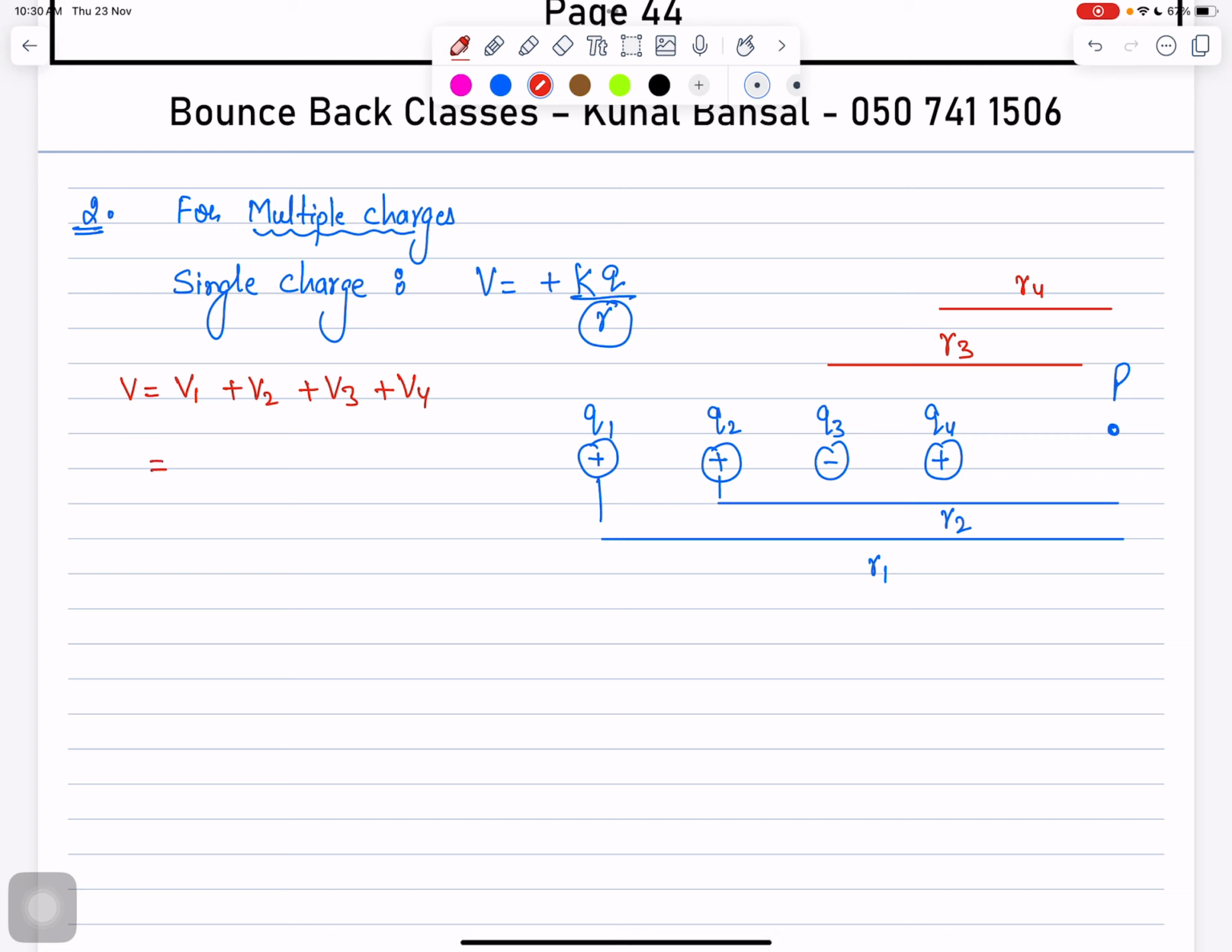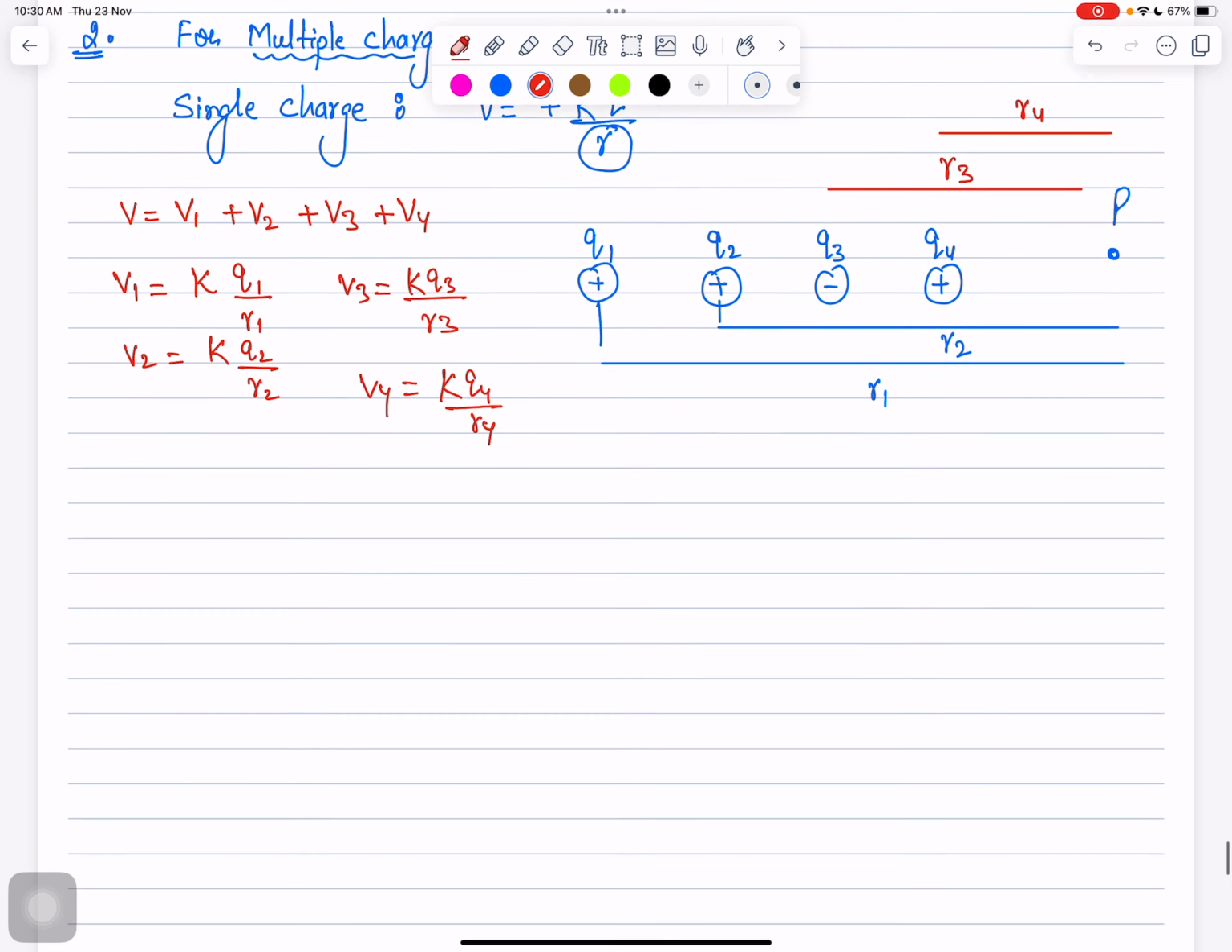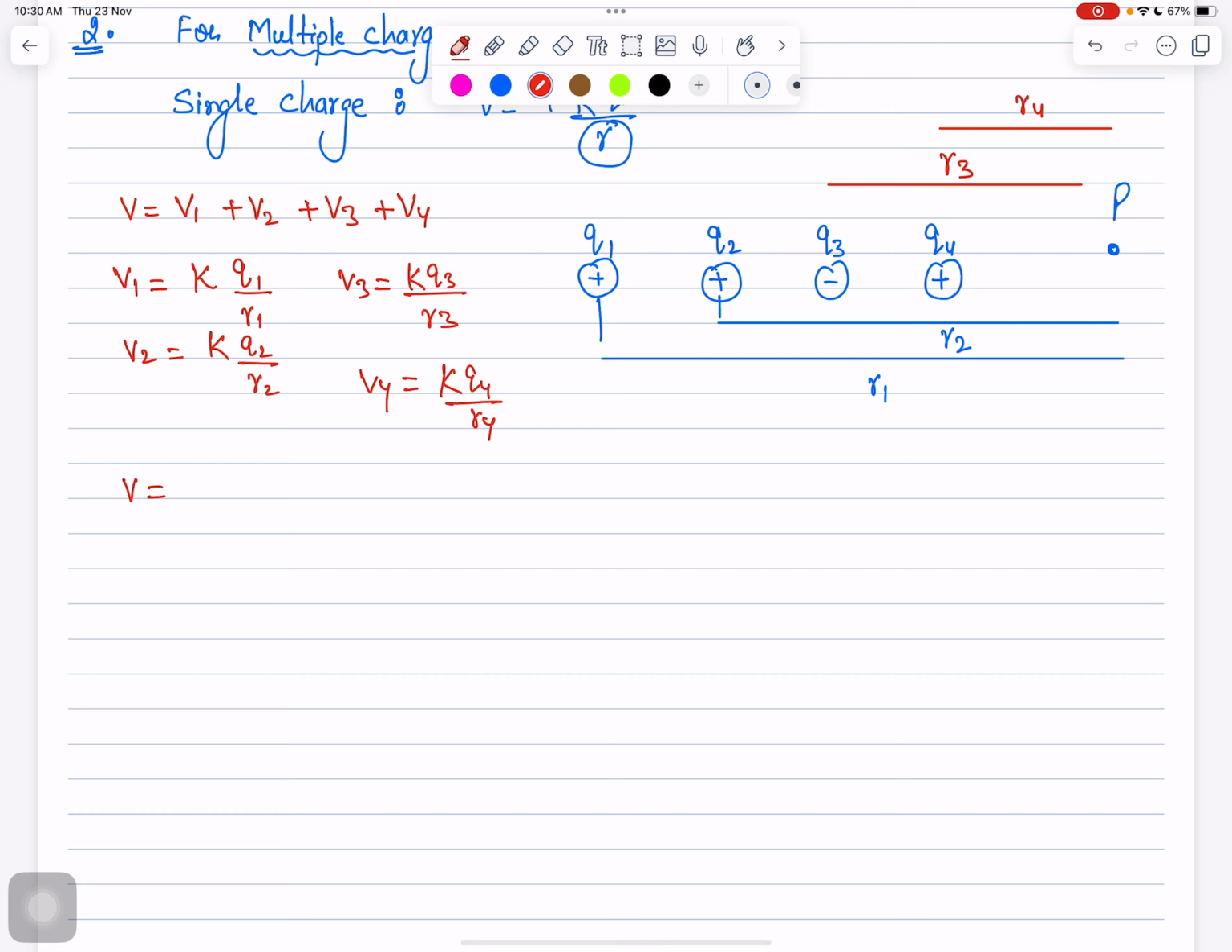Okay, you can solve like this. What is V1? Okay, solve V1. K times Q1 over R1. Similarly, V2 is KQ2 over R2. V3 is KQ3 over R3. V4 is KQ4 over R4. Just add them, and with their signs also. So V equals K times, so can I take K common from everyone? Q1 over R1 plus Q2 over R2 plus Q3 over R3 plus Q4 over R4.